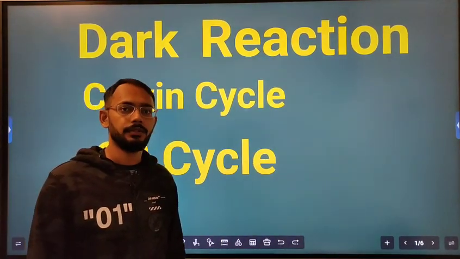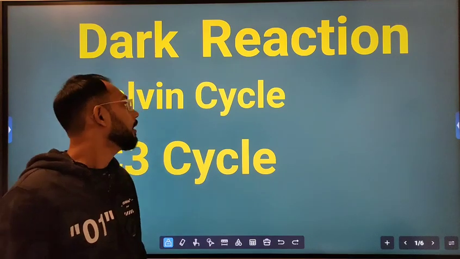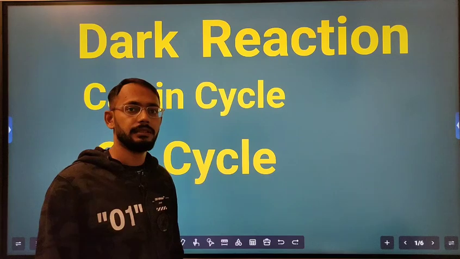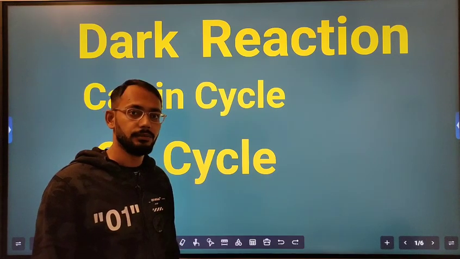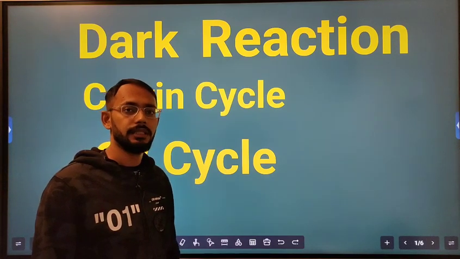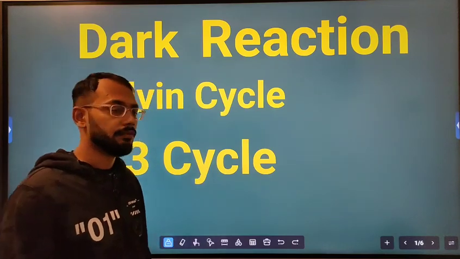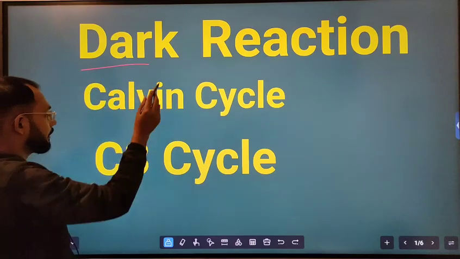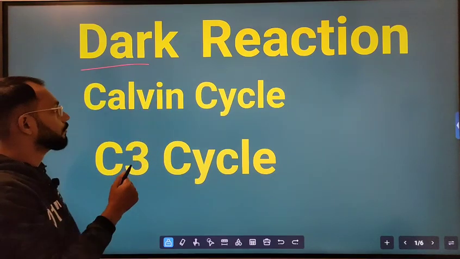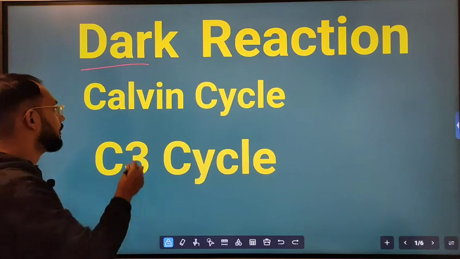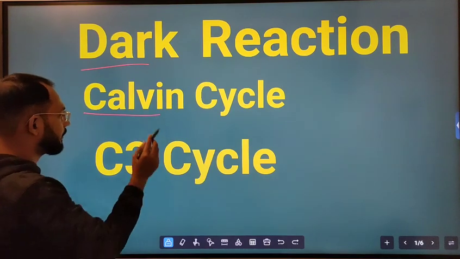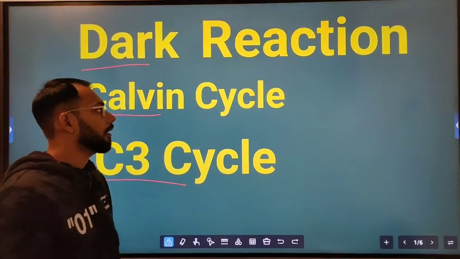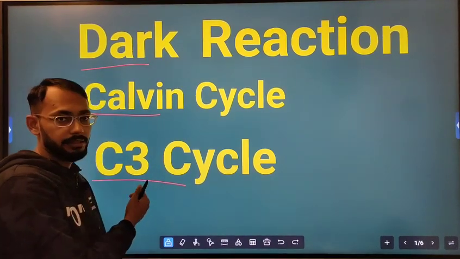Hello learners, today we will discuss dark reaction. We know in the photosynthesis there are two stages. First one is the light reaction and second one is the dark reaction. So we are going to discuss dark reaction today, and this is also known as the Calvin cycle, after the name of the scientist, and the C3 cycle. We will see why it is termed as C3 cycle.